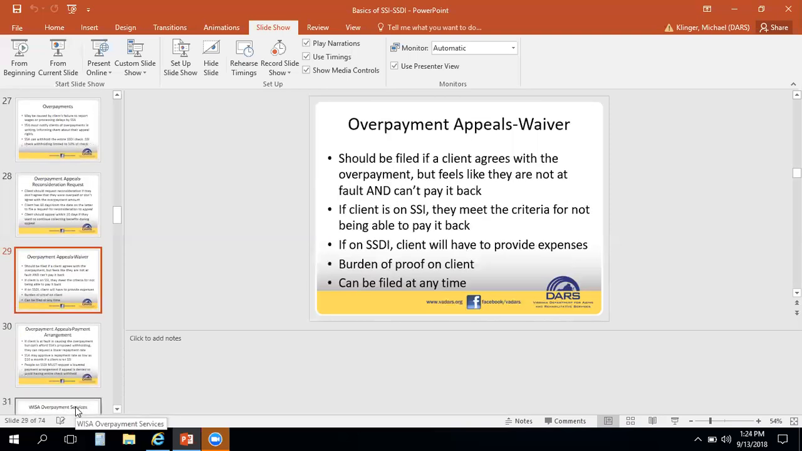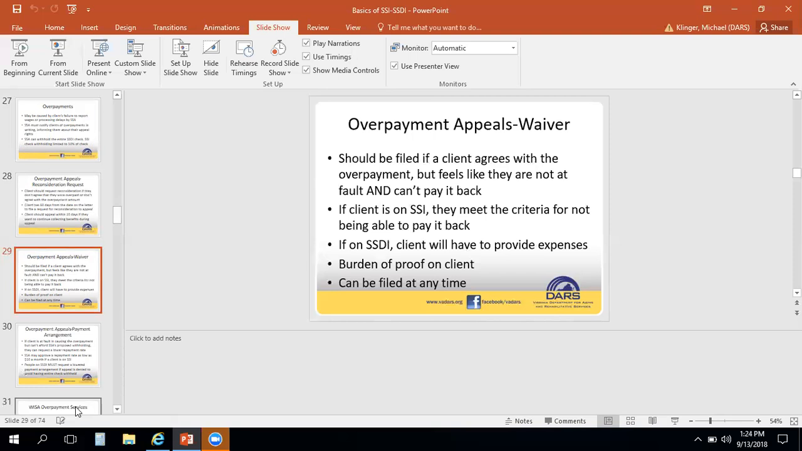The second form of appeal is called a waiver. And this differs in a couple different ways from the reconsideration. Number one, the circumstances for filing the waiver are a little bit different. As with the recon, where it's either the person doesn't agree with the fact that they were overpaid or the amount, the waiver should be filed if the client agrees with the fact that they were overpaid, but they don't feel like they're at fault in causing the overpayment, and they can't afford to pay it back.